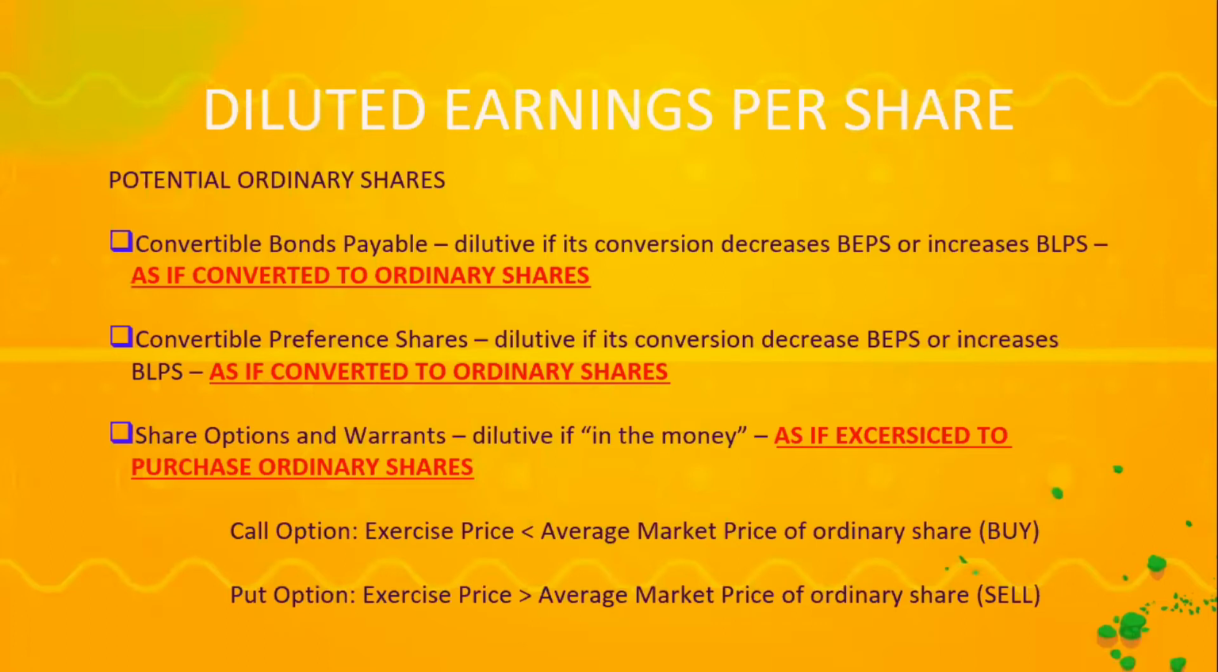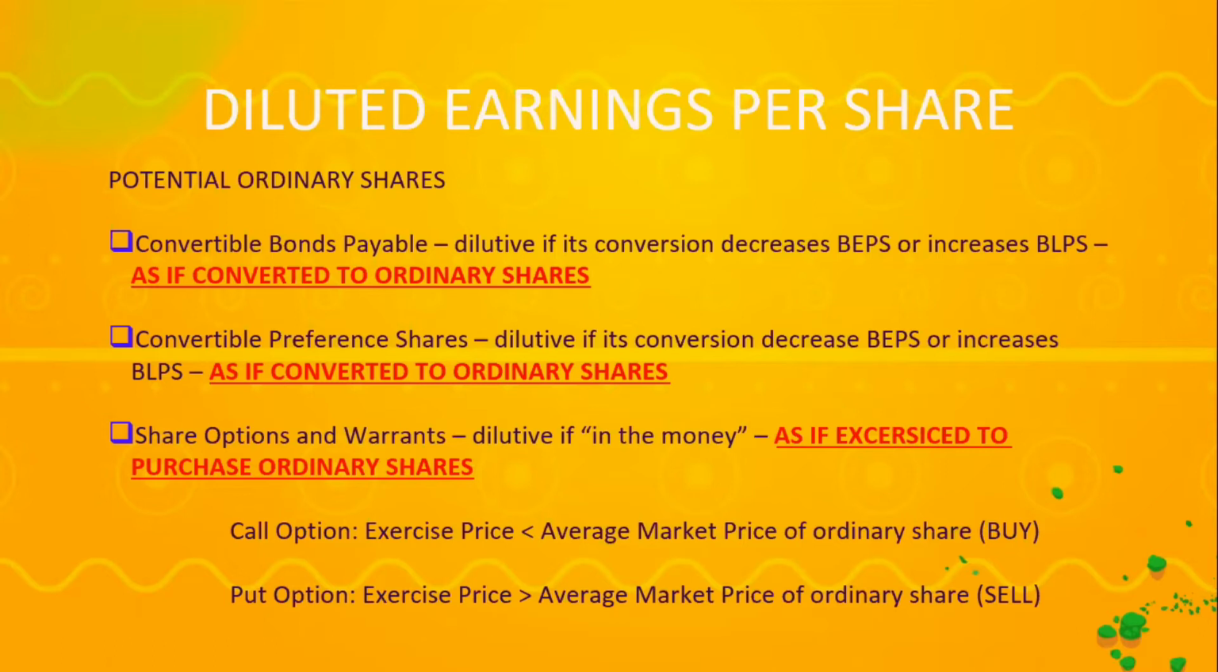So, what assumption do we need to make in computing for the diluted earnings per share? As if it is converted to ordinary shares. What does that mean? When we encounter problems involving convertible bonds payable and we're asked to compute for the diluted earnings per share, our assumption is that this will be converted to ordinary shares at the earliest possible time.